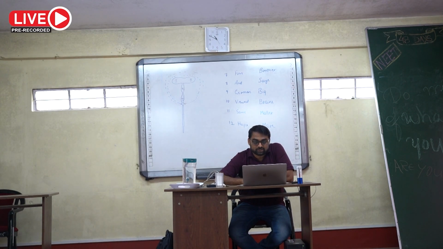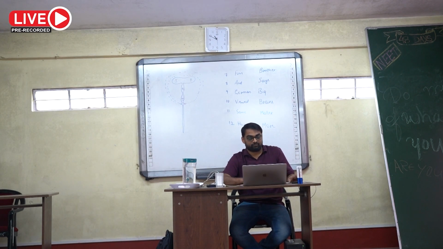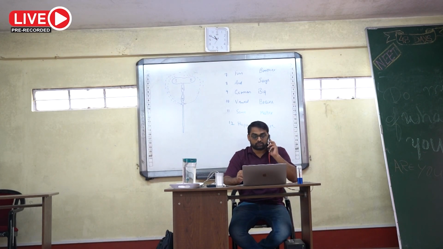Chemical nature of hormones secreted by alpha and delta cells of the pancreas is. What are they? Alpha cells is what? Glucagon. Delta cells is somatostatin. Both are peptides.